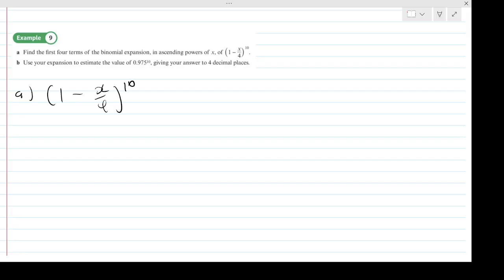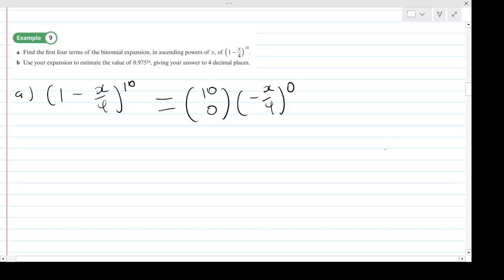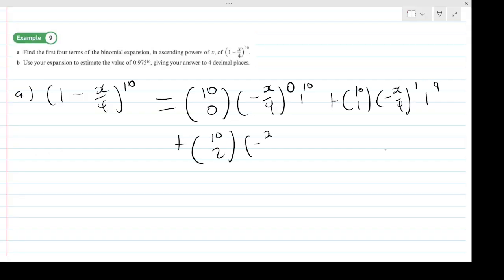So that's just going to be equal to, well, firstly the first term is 10 choose 0. Then the x part of minus x over 4 is to the power of 0. Then 1 is the power of 10. Then 10 choose 1, and then minus x over 4 will be a power of 1. Then 1 will be a power of 9. Then we're going to have 10 choose 2, minus x over 4 squared. Then 1 will be a power of 8. Then we're going to have 10 choose 3 of minus x over 4 to the power of 3, and then 1 to the power of 7. Now that's four terms, so we don't need to do any more.